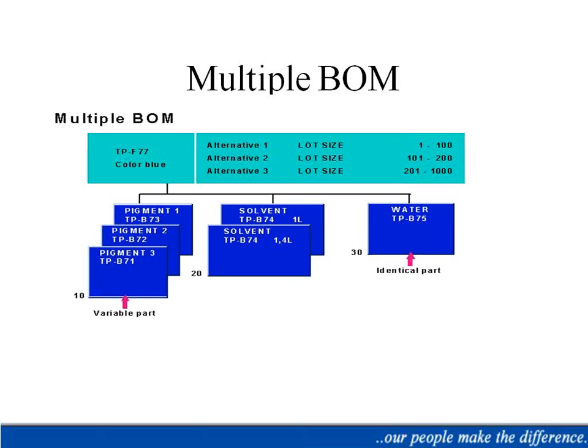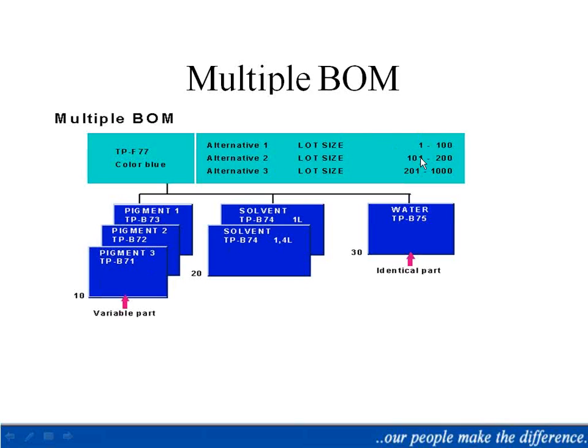Coming to the multiple BOM, as I told you, if the lot size is equal to 1 to 100, you use this combination. If the lot size is equal to 101 to 200, you use this combination. If the lot size is equal to this, you use this combination. That means finally I am getting only one color, that is the blue color. TP F77 is my finished product. For getting this finished product called blue, I need pigment 1, pigment 2, pigment 3 if the lot size is equal to 1 to 100. That means if I want to produce this blue color pigment up to 100 kg, this combination works fine for me.